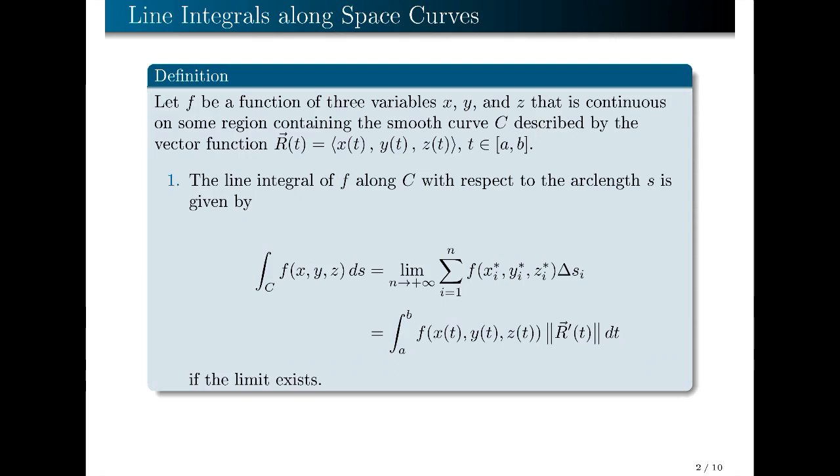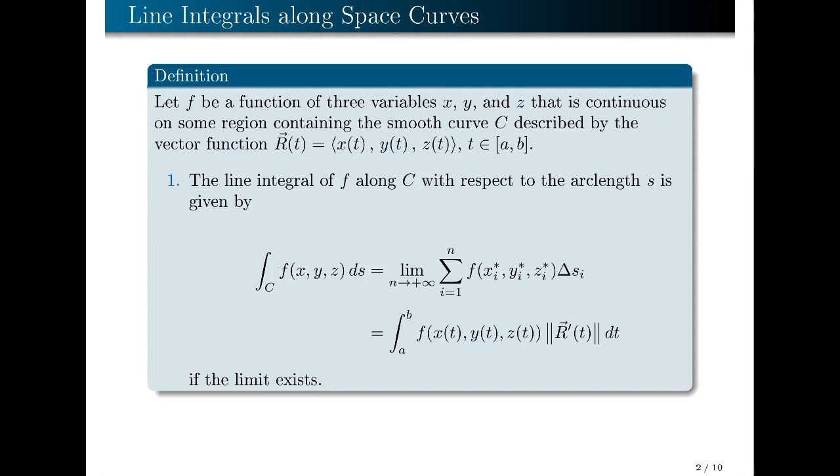We define the line integral of f along c with respect to the arc length s as the limit of the summation. This time we have f of xi star, yi star, zi star multiplied by delta si, where delta si is still the length of the ith sub-arc of c, where the summation runs from 1 to n, and we take the limit as n approaches infinity, provided that this limit exists. The notation remains the same, except for an f of xy, we now have f of xyz.